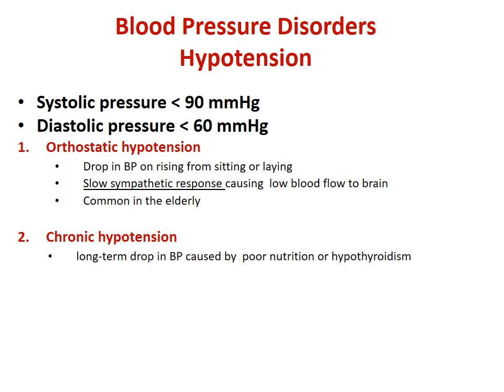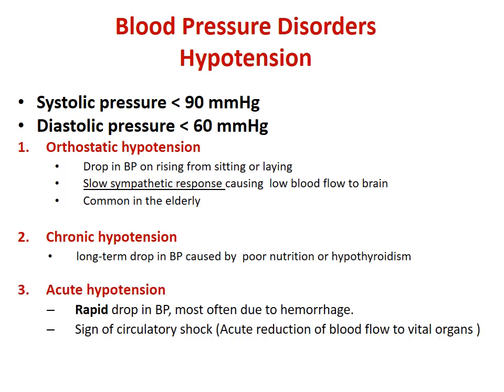Chronic hypotension is a long-term drop of blood pressure caused by poor nutrition, or it could be due to hypothyroidism. Acute hypotension is a rapid drop in blood pressure, most often due to hemorrhage, like in the case of blood loss. So it is a sign of circulatory shock, an acute reduction of blood flow to vital organs. When it is compromised, it is an alarming or life-threatening situation unless the blood volume is supplemented.